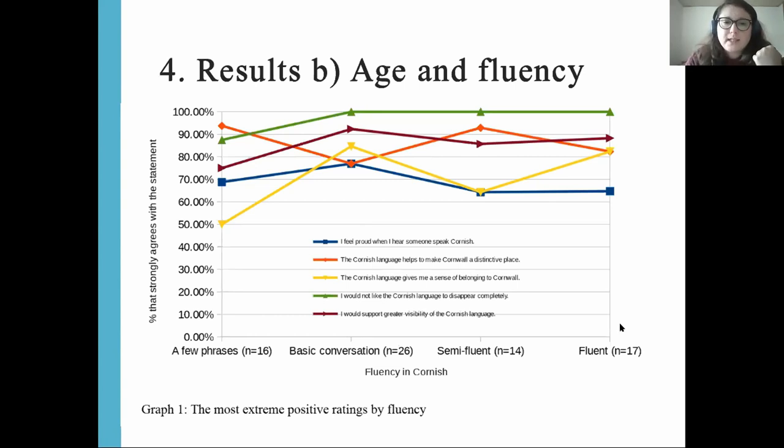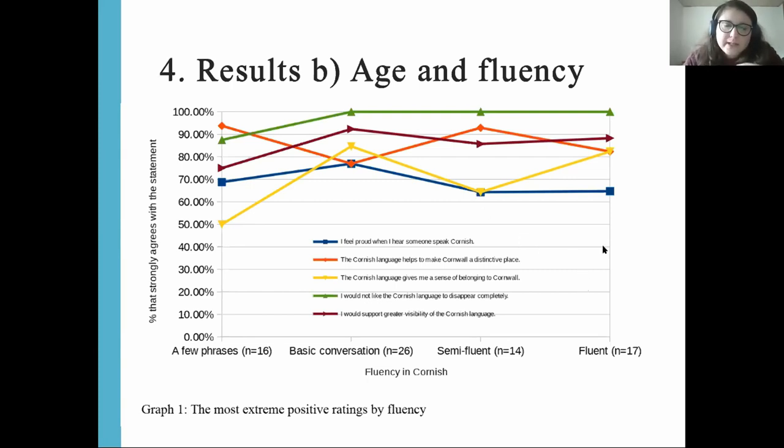So for example, you can see the green line is the statement, I would not like the Cornish language to disappear completely. And it is 100% strongly agree for people who are really fluent in Cornish, whereas it dips a little for people who know a few phrases. Then what is also interesting is the yellow line. The Cornish language gives me a sense of belonging to Cornwall, which is rather low for people who only know a few phrases in Cornish. But then it also takes a dip for people who are only semi-fluent in the language.